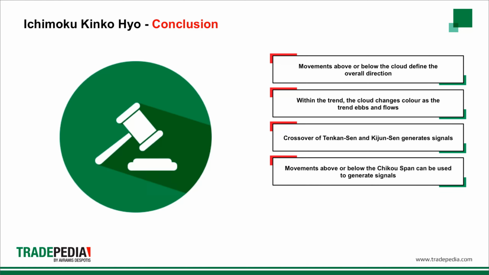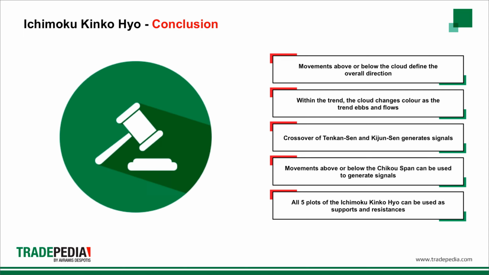Next, movements above or below the Chikou span. The last one that we have is the Chikou span. This is plotted 26 days back. This can be used to generate signals as well. When the Chikou span is below prices, it means that the trend is considered bearish. And when the Chikou span is above prices, the trend is considered to be bullish.